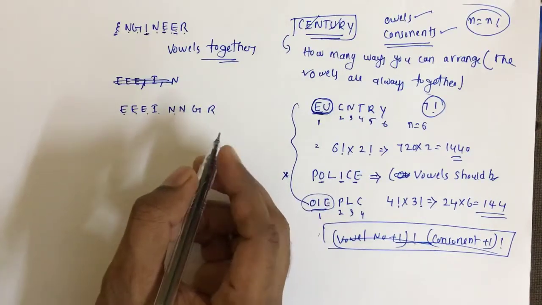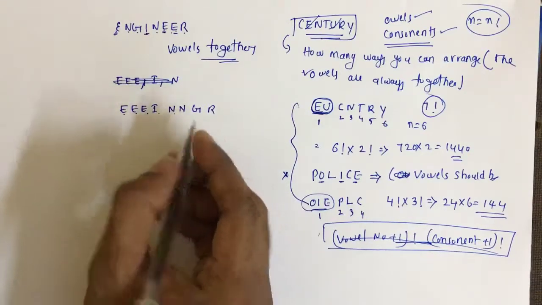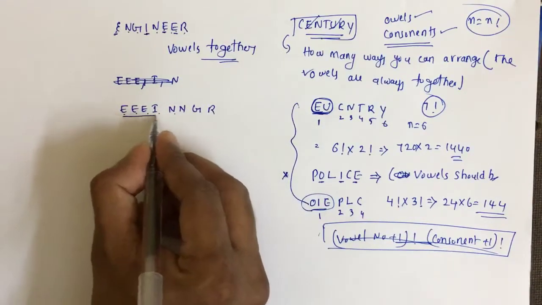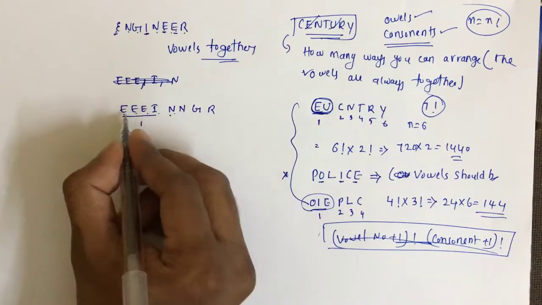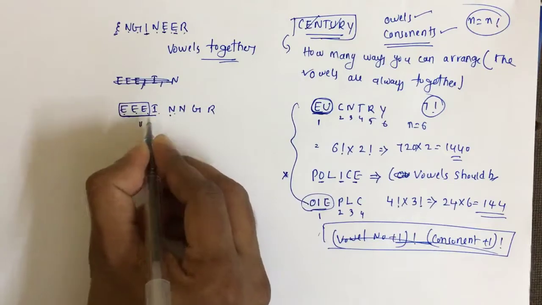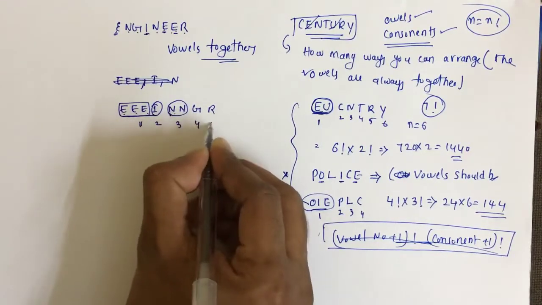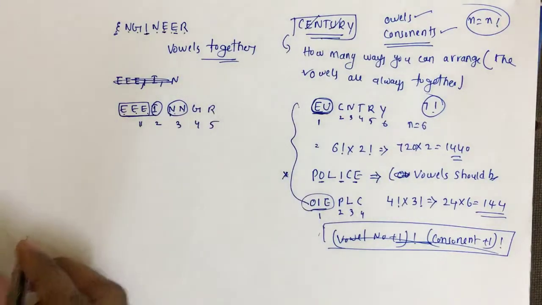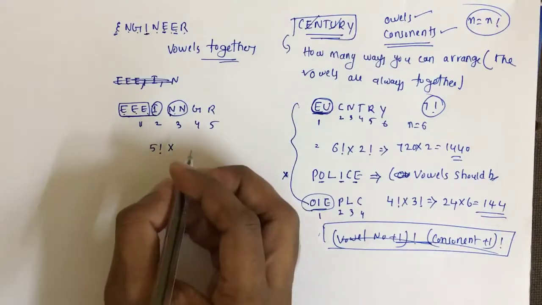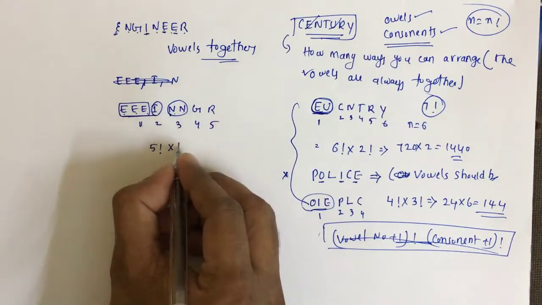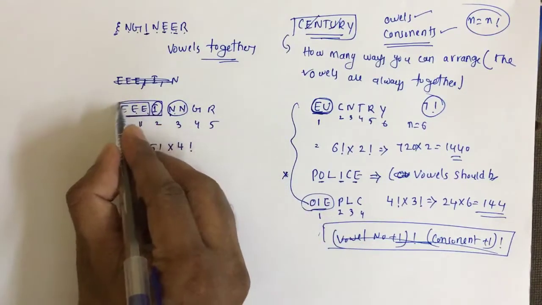So now, the question is that the vowels should be together. So this will be one number, this will be two, this all will be one, and this will be two, 3 4 5. So here total 5 factorial into 4 factorial. Why 4 factorial? There are 4 vowel sounds there.